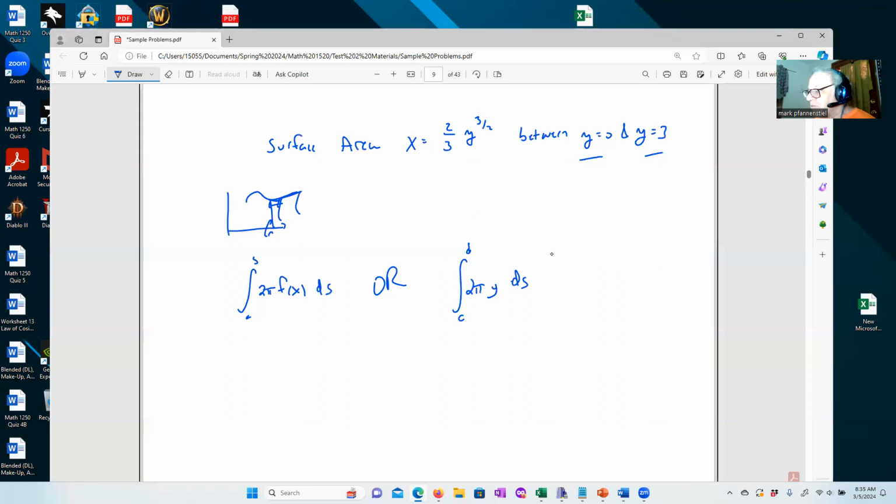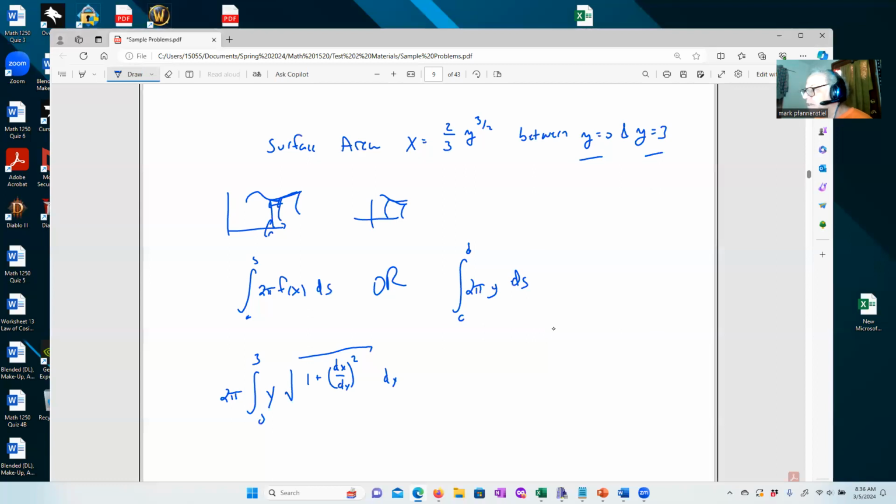So what we're going to do is set this integral up from 0 to 3. We have a 2 pi y, and then our surface area is going to be the square root of 1 plus, instead of dy by dx, we're going to say dx by dy squared. And then we're going to have our dy at the end, because everybody's in terms of y's. We're not taking a little piece of x's and rolling it around. We're taking a little piece of surface area and revolving it around.